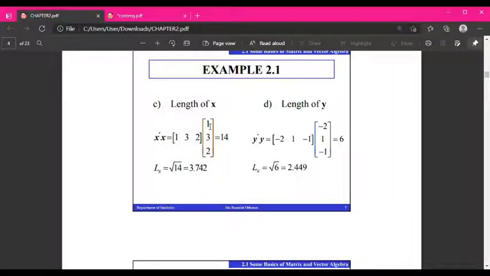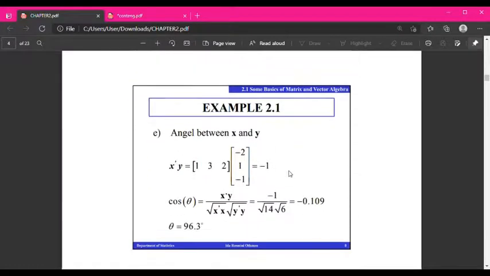1 multiply 1 plus 3 multiply 3 plus 2 multiply 2. So, you akan dapat 14. So, dapatkan length of the vector X, square root of the 14. So, you will get the answer. Same goes to the vector of Y.